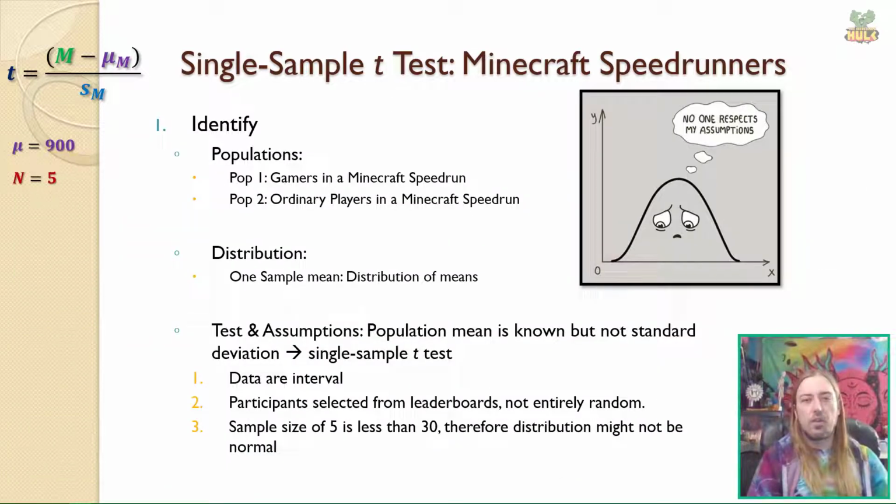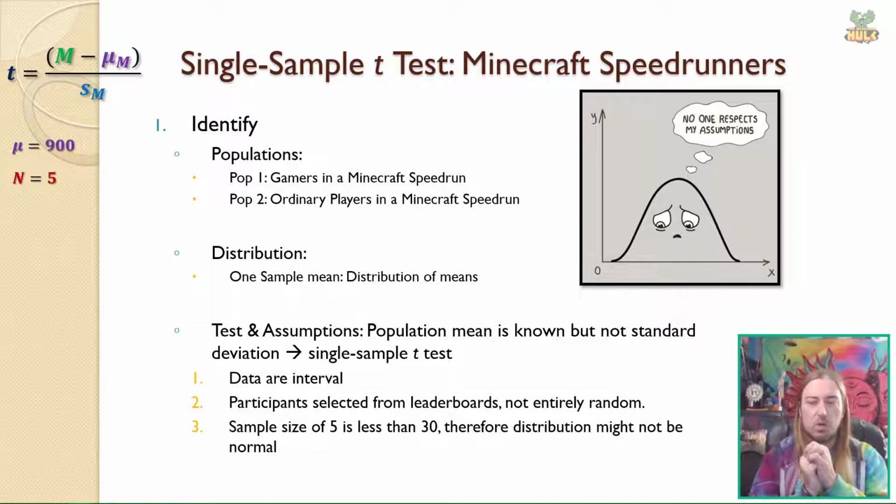All right, first we need to identify the populations. Well, we are comparing gamers in a Minecraft speedrun, gamers sort of being the population, versus ordinary players in a Minecraft speedrun. Okay, question is, are they really the same population? Are gamers any faster than ordinary players? Right? Are they slower even? Well, our prediction was actually directional, as we'll see at the hypothesis.